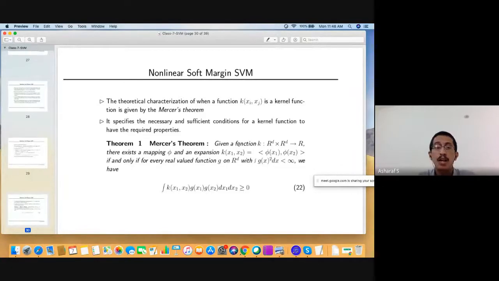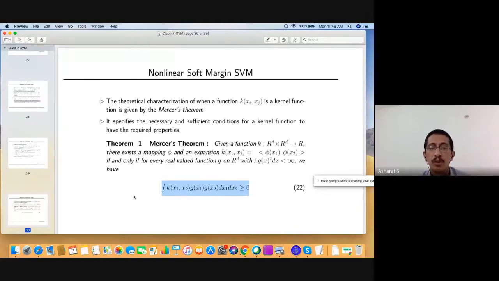And the theorem that qualifies any function as a kernel: given a function from R^d cross R^d to R, which essentially takes two vectors in the d-dimensional space and returns a real number, there exists a mapping phi, an expansion, such that the kernel computed will be equivalent to the dot product of the transformed vectors, if and only if, for every real valued function of this type which is bounded, we need to get this. And the meaning of this is you need to have positive semi-definiteness, right?